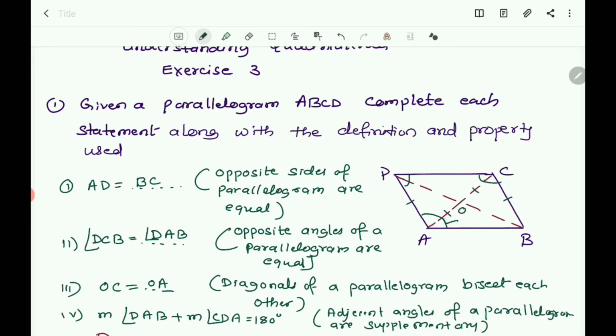So you got AD is equals to BC, first one. Opposite sides of parallelogram are equal. Angle DCB is equals to angle DAB. Opposite angles of a parallelogram are equal. OC is equals to OA. Diagonals of a parallelogram bisect each other. Measurement of angle DAB plus measurement of angle CDA is equals to 180 degree. They are adjacent angles, that sum must be equals to 180 degree because you know that adjacent angles of a parallelogram are supplementary.